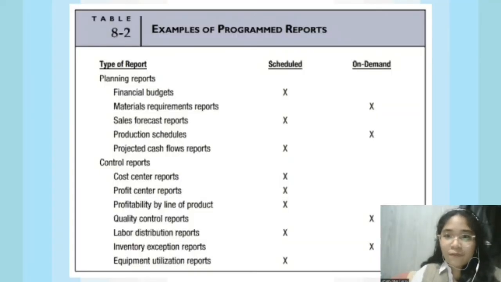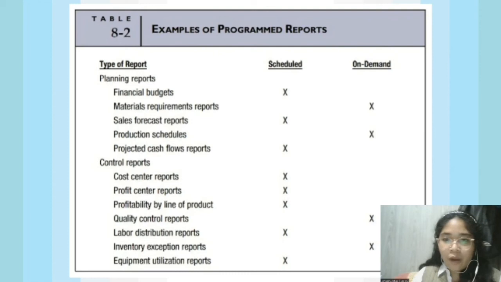And this is what we call the on-demand report. The table shows the different types of report at kung saan sila nabibilang. So, let's mention a few. Mag-mention tayo ng one each example para sa two subclasses ng program report. The first one is the financial budgets. Kaya nasa schedule report yung financial budget kasi hindi tayo makakagawa ng isang financial budget ng isang araw lang without past data or information. It will be made over a period of time. And usually, at the end of the month or di kaya naman at the end of the accounting period.